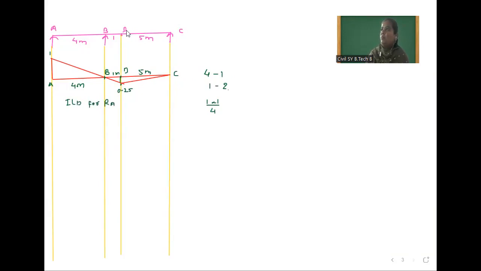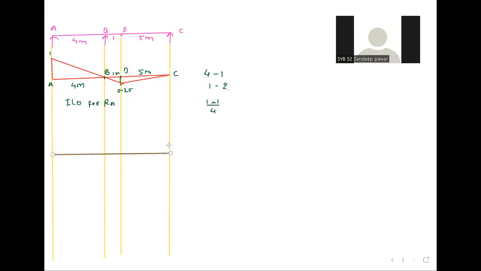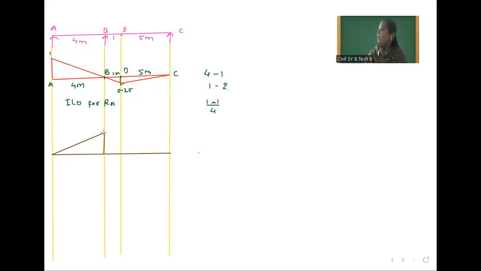Now for which point value is 1 and for which point value is 0? RB 1, yes. RB 1, RA 0. RB 1. A ला 0 असणार आहे, so A to B. From B to D, we have to make rigid. That's why it will go up to this point. And at D point, hinge is provided, so diagram will rotate likewise. So this is the ILD for RB.